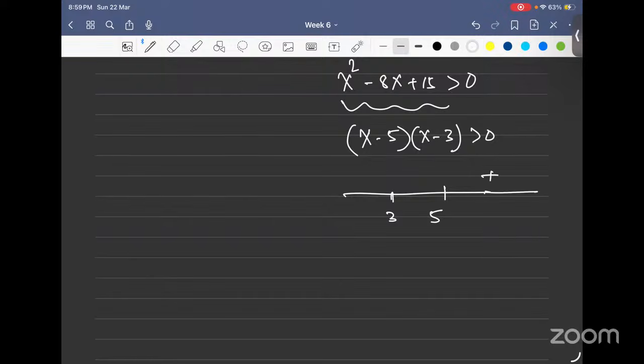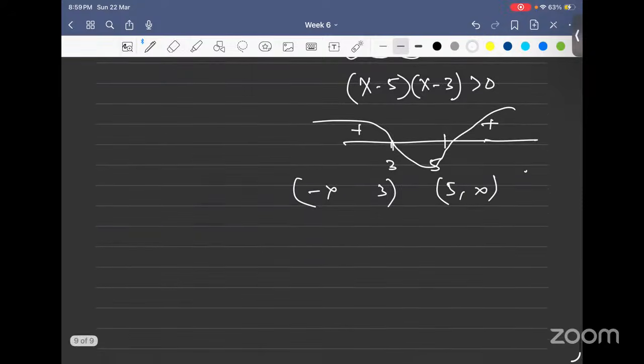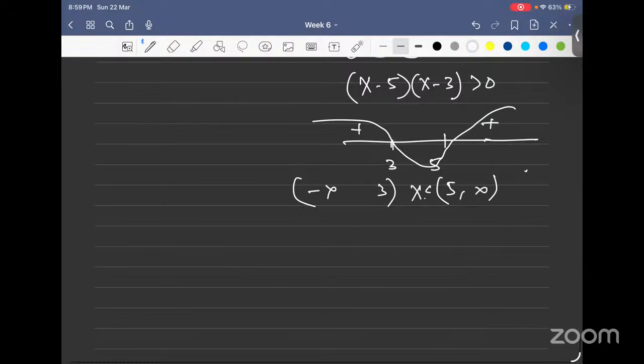This will get satisfied, right? So this will get satisfied. So minus infinity to 3, 5 to infinity, correct? So this is x. This we are talking about x. Who asked the question? Are you able to understand this?